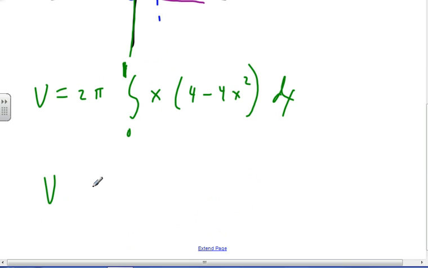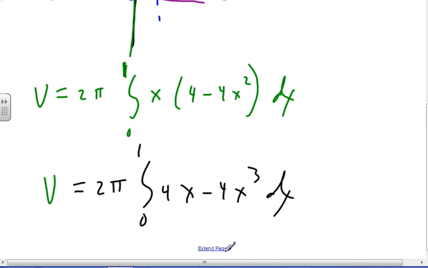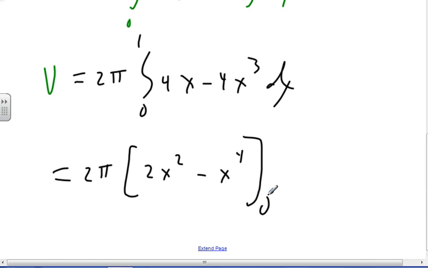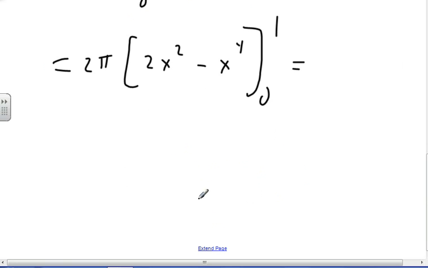Volume, what am I doing in green? 2 pi, 0 to 1, 4x minus 4x cubed dx. 2 pi times 2x squared minus x to the 4th, evaluated at 0 and 1. 2 pi, I put in a 1, 2 minus 1 is 1, right? Put in a 0, I get a 0.